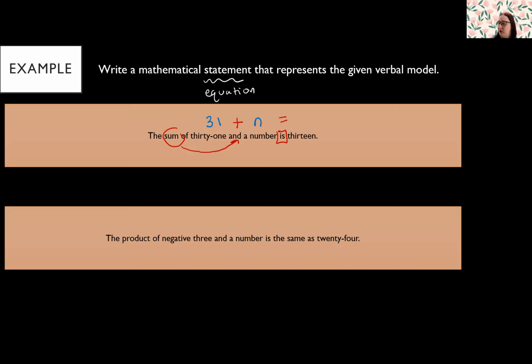I believe the problems do specify in ALEKS, so you need to make sure you use whatever letter it tells you to use. But if it doesn't specify, you can choose anything. So I use N for number. I've put in my 31 and a number. I have my is, which is my equal sign, and then to the right of the is, 13. So I can just put in 13. Now I've translated everything, and this gives me my final equation as 31 plus n equals 13. So I'm done translating that.